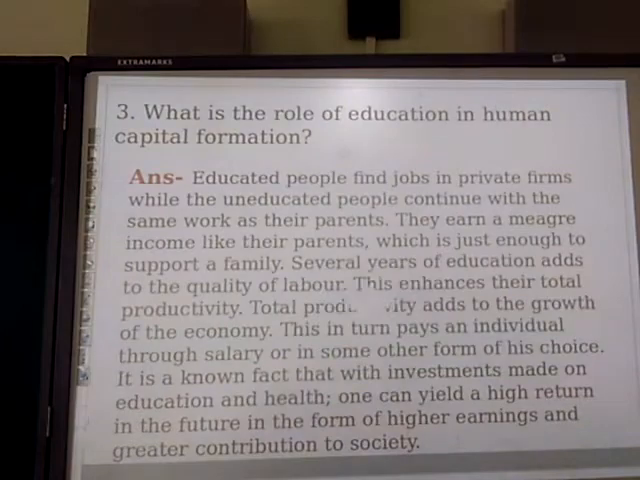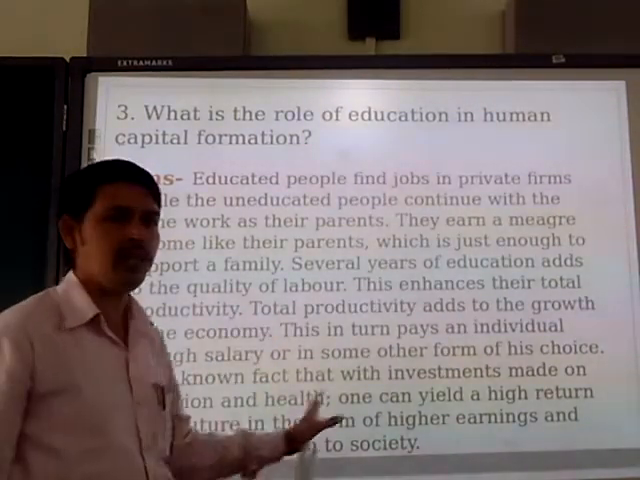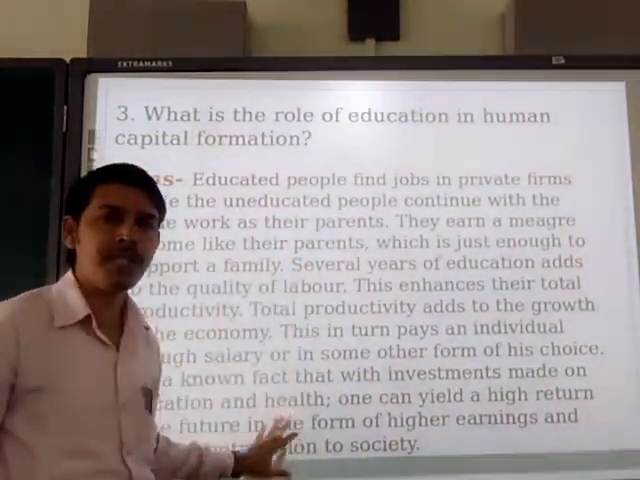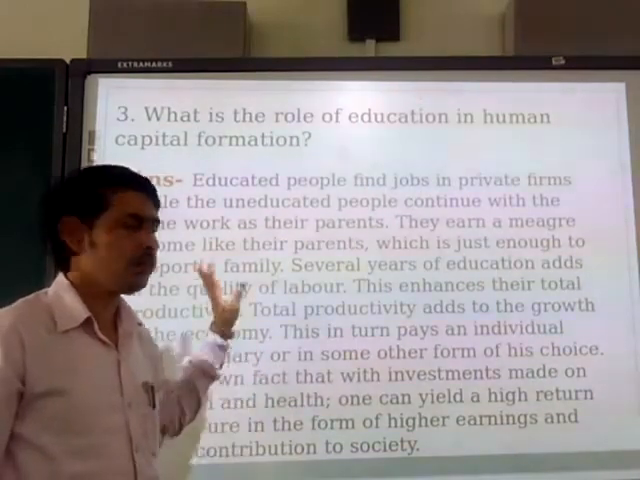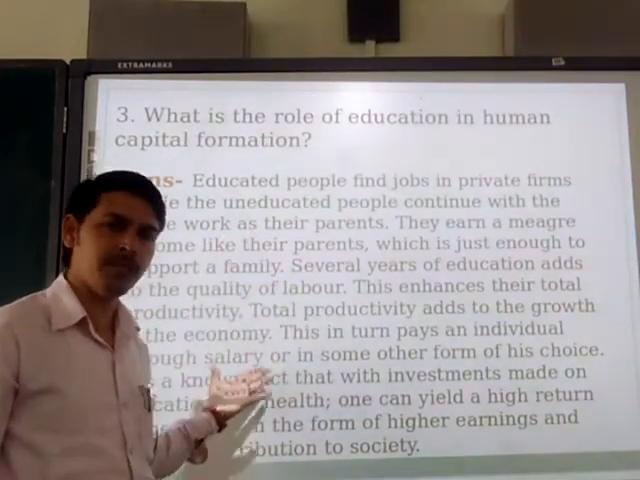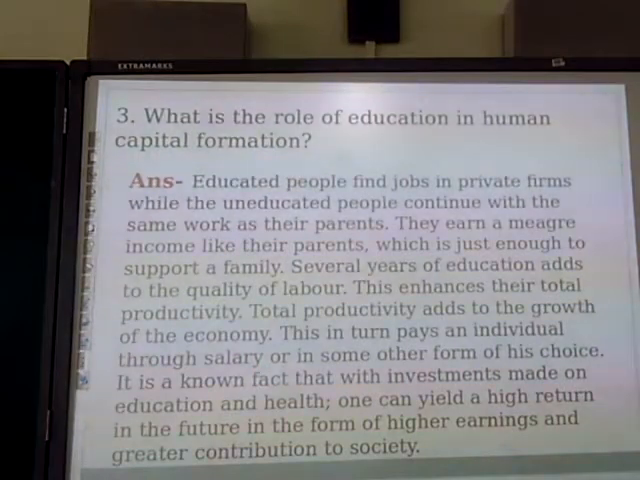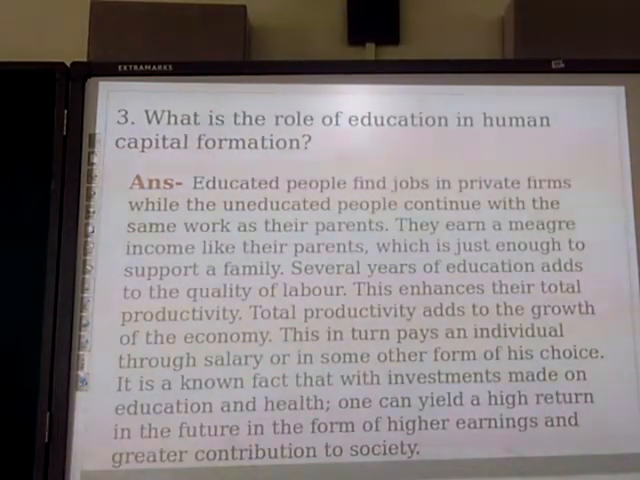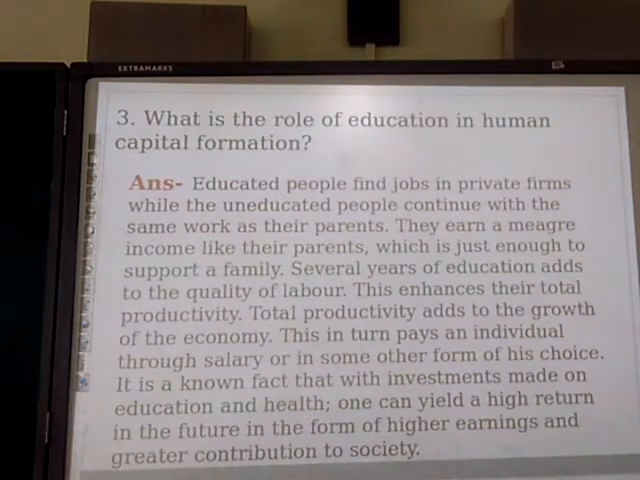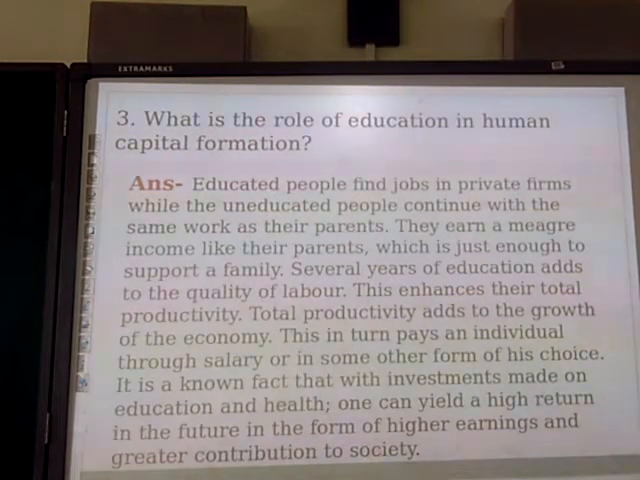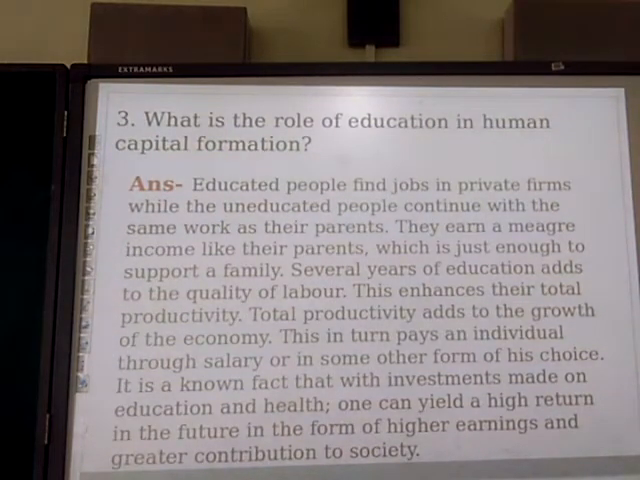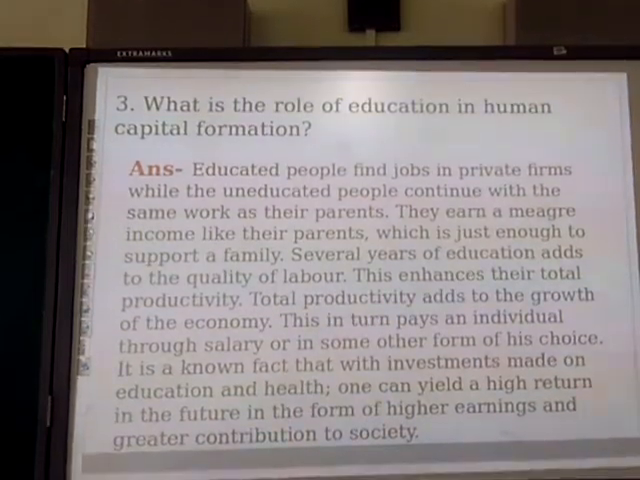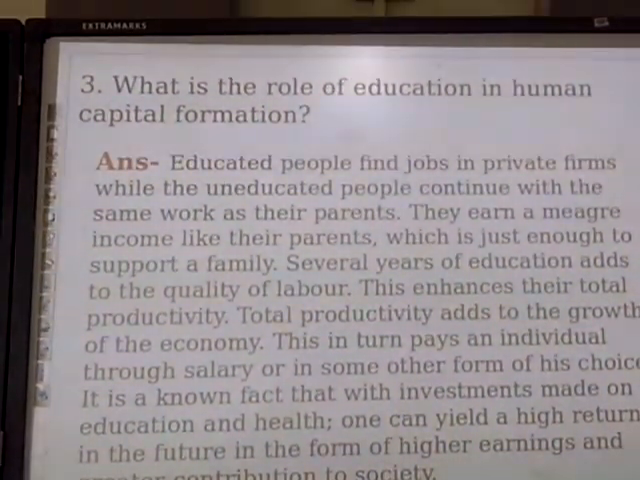Please see the answer. You should not write this whole answer. I kept this only for reference purposes, so you can extract the good points from this. Please see it. Educated people find jobs in private firms after getting education. But uneducated people used to carry on the same business of their parents. They used to have the same business.